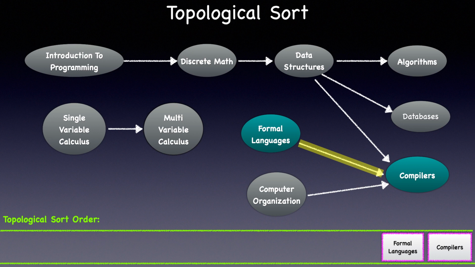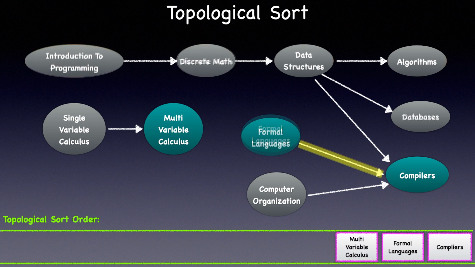The next random course we'll select is multivariable calculus. Multivariable calculus is not connected to any node, so we will mark it as explored and insert it into the list. The next arbitrary course that we'll select is Introduction to Programming. That course is connected to discrete math, so we'll navigate to it. Discrete math is connected to data structures and we will navigate to it.